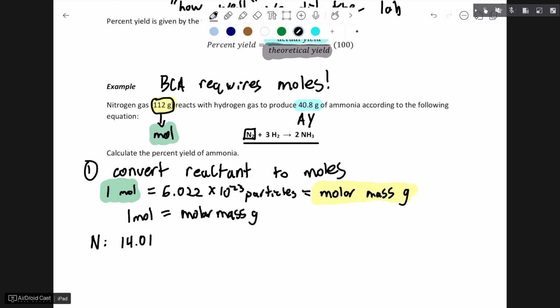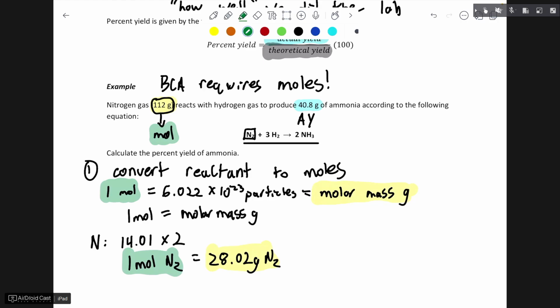If I have one atom of nitrogen, it has a mass of about 14.01 AMU, or 1 mole would equal 14.01 grams. But there's 2 nitrogens in my N2 particle, so I multiply that by 2. And I would see that 1 mole of N2 equals 28.02 grams of N2. And this is the conversion factor that I need. Here's my molar mass, and that is equal to 1 mole.